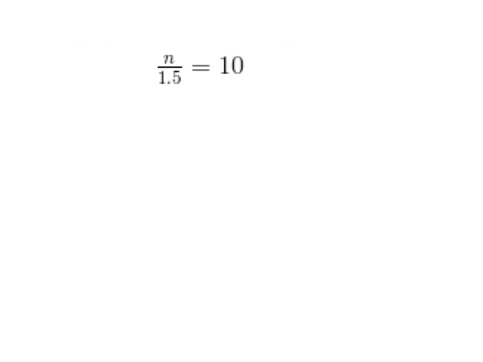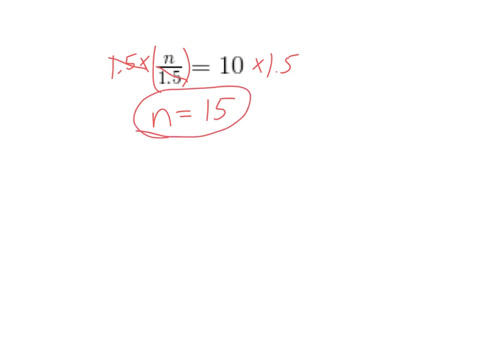In this problem, I've got n divided by 1.5 is equal to 10. Remember, a fraction is the same as division, so to get rid of this 1.5 on the bottom of my fraction, I'm going to multiply by 1.5. And if I multiply the left by 1.5, I have to multiply the right by 1.5 as well. On the left, the 1.5s are going to cancel out, leaving just n. On the right, 10 times 1.5, if I type that into my calculator, I get 15. So my answer is n equals 15.